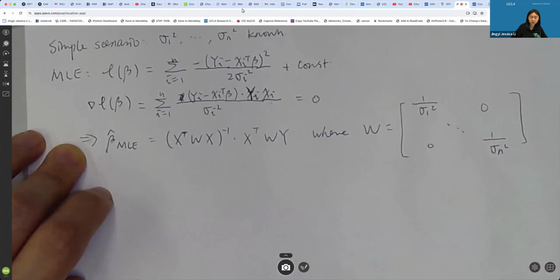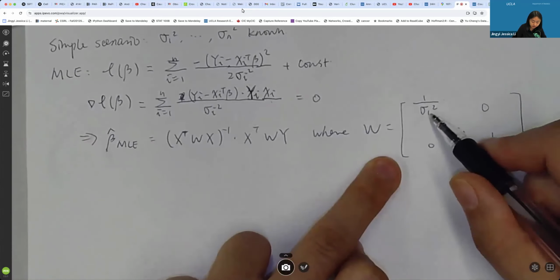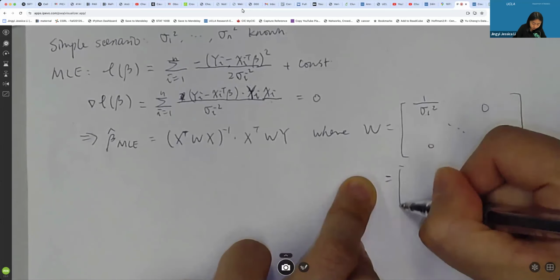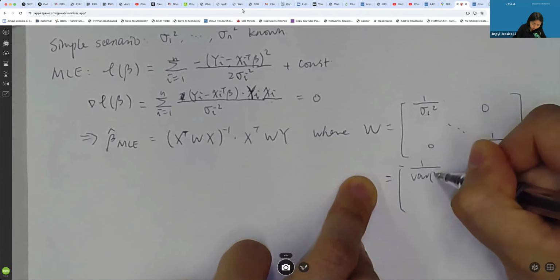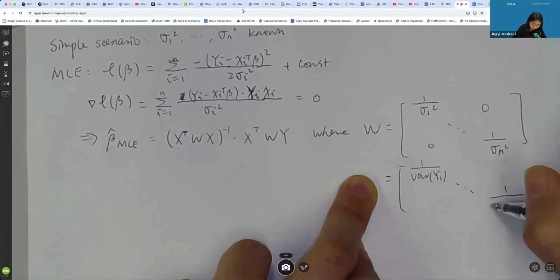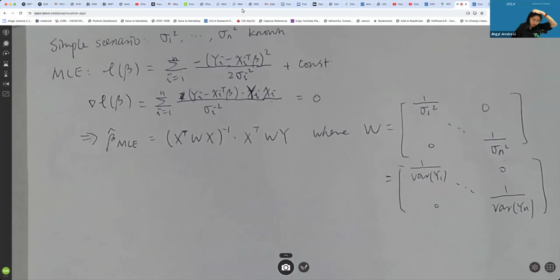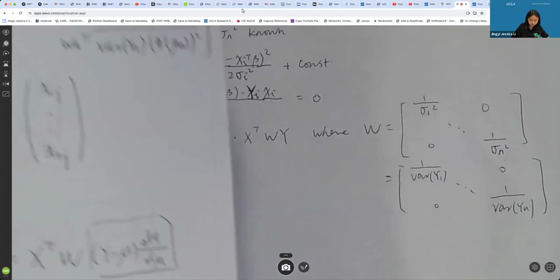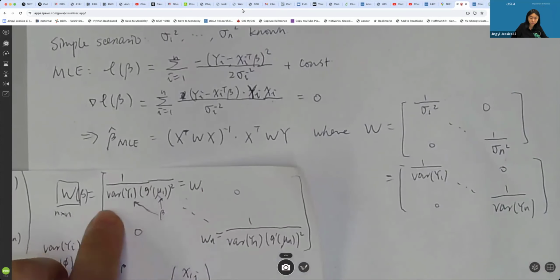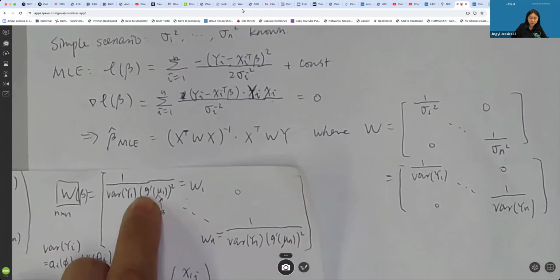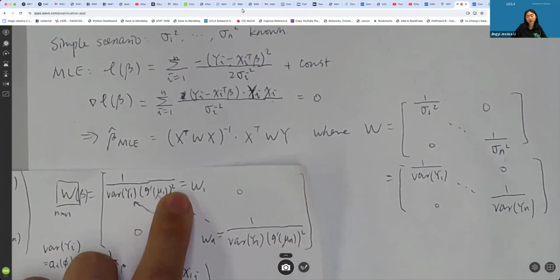So if I want to make a connection to what we have previously, each one is the variance of yi. So this is basically 1 over variance of y1, 1 over variance of yn. That's it. So to make the connection, you see, the only difference here is that we also have the variance of y1, variance of yn in our W, but we actually rescale the variance by g prime mu i squared.